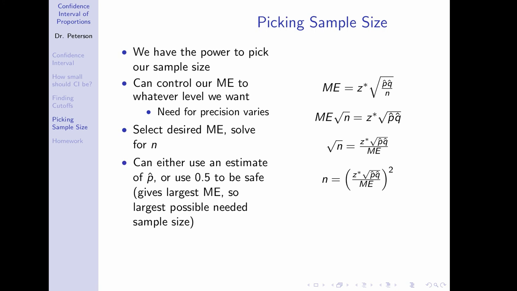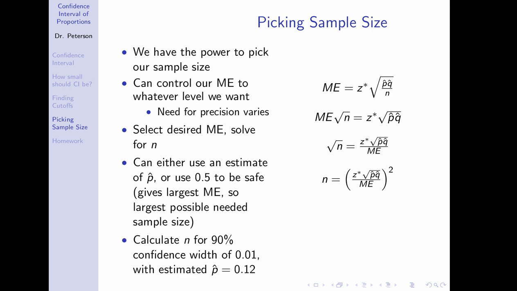So generally speaking, we can either use an estimate of p hat or 0.5. 0.5 for p hat gives the largest possible margin of error. And it gives the largest possible standard error as well. So that's the safest way to go. For most polling outfits, most polling organizations, or people who want to be really, really sure, they always use 0.5 because it's the most conservative thing they can use.